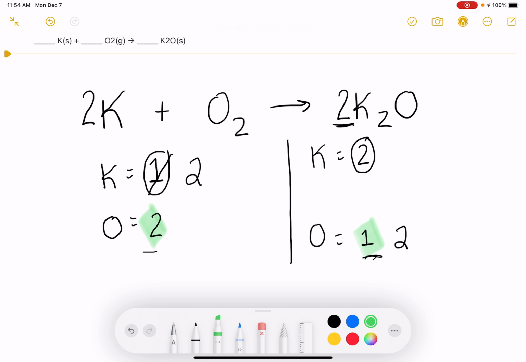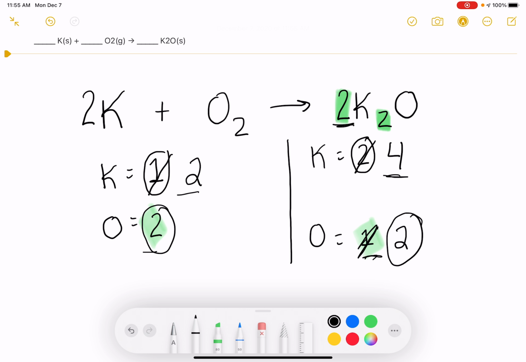And why is it 4? Because this 2 times 2 gives us 4. So now our oxygens are balanced and our potassiums aren't. So we've messed ourselves up. Now we've got 4 on the right and 2 on the left.